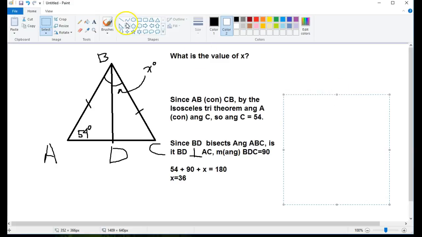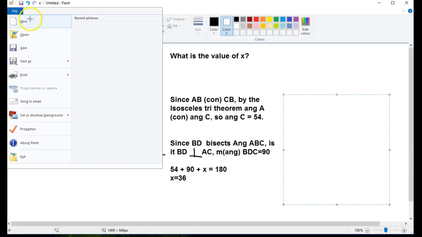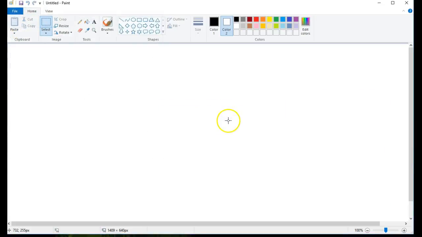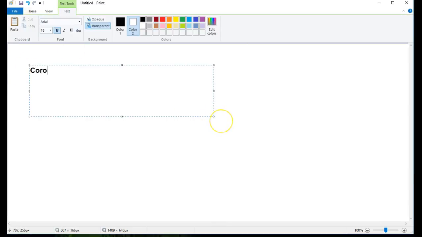Alright, we only have one more thing we need to get done for this lesson. And to start off with is something called a corollary. A corollary is a theorem that can be proved using another theorem. And we have the corollary to the first two theorems that we had earlier.